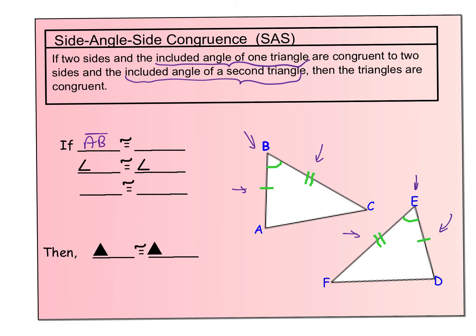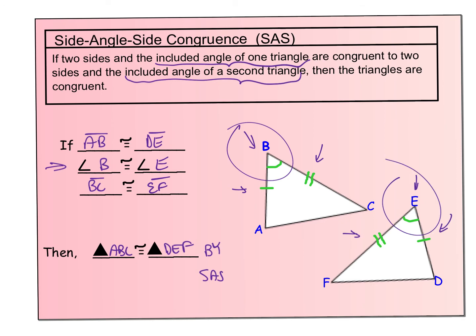So for here, I'm showing that AB is congruent to DE. I'm given that angle B is congruent to angle E. I'm showing that BC is going to be equal to EF. So ABC is going to be congruent to DEF by side-angle-side. So now this is going to be with the included angle. Okay, that needs to be heavily emphasized.